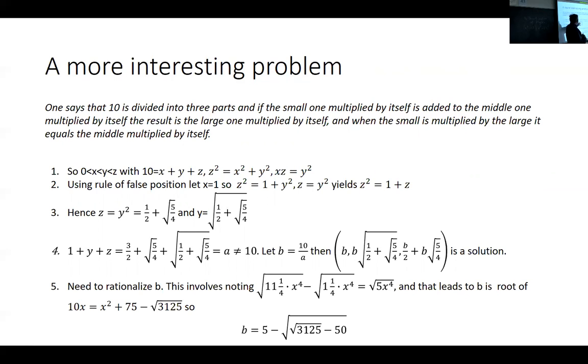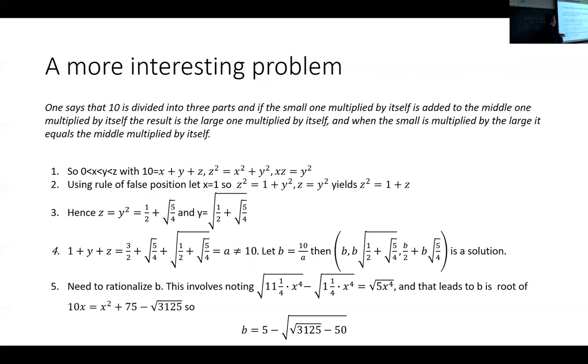So if we let x equal 1, that simplifies it so that we've just got z squared equals 1 plus y squared, and z equals y squared. So that gives us a nice quadratic equation, which we know how to solve. The roots of this, just by looking at the appropriate case, are algorithmic, and y is the square root of that.